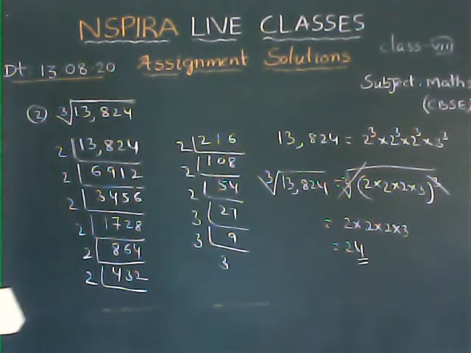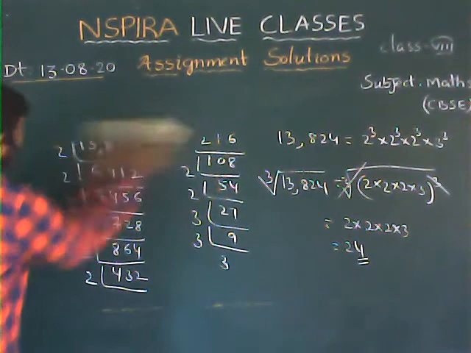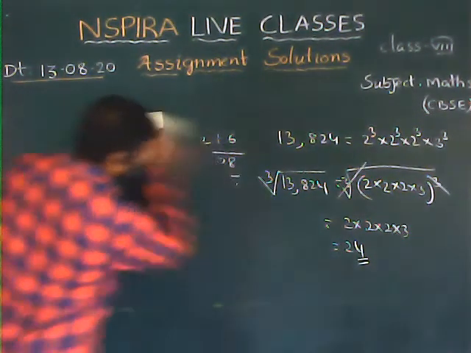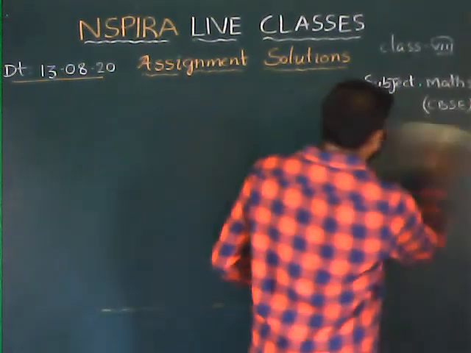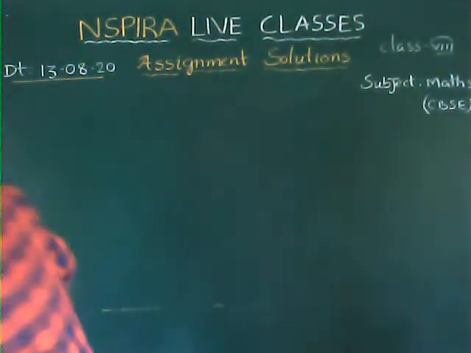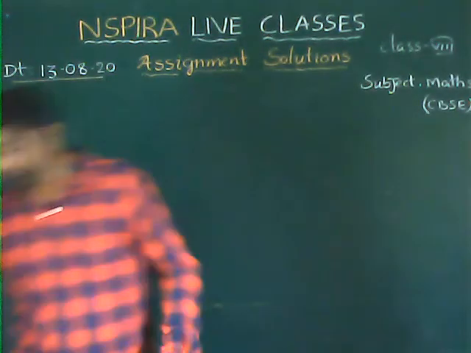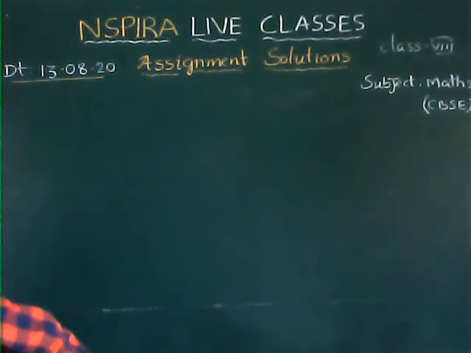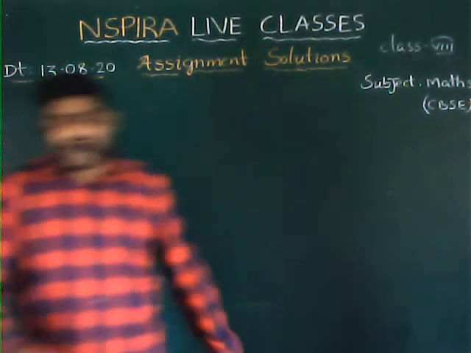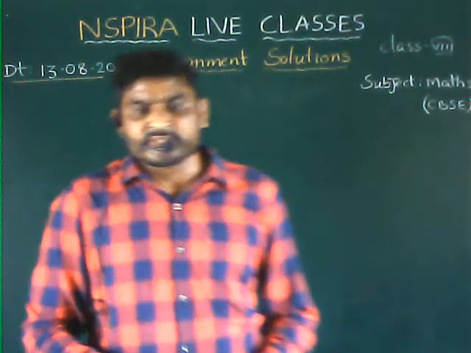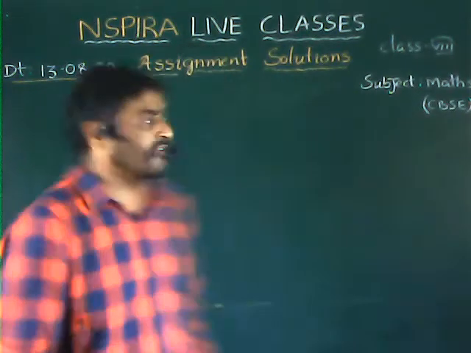Now let me explain the third one. The third one is the estimation method. This is a little bit interesting one. Just see now. Find the cube root of 857375.